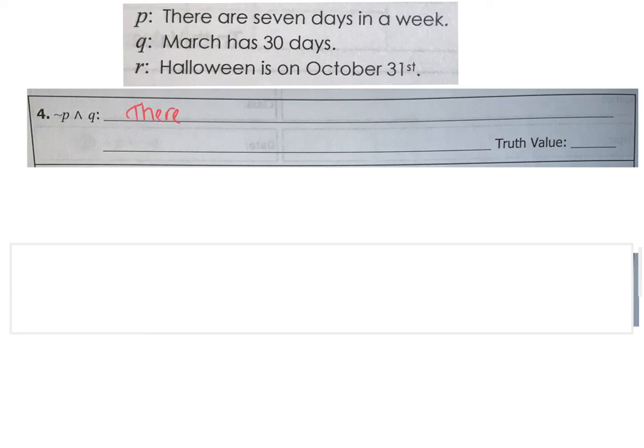And then what would we write? And what? March has 30 days. So we do not necessarily negate the second one because they did not put a negation in front of that one. So then we would just say, and March has 30 days. Is this true? No, because neither one of them is true. The truth value of and means they both have to be true. So I'm going to say false here as well. All right?